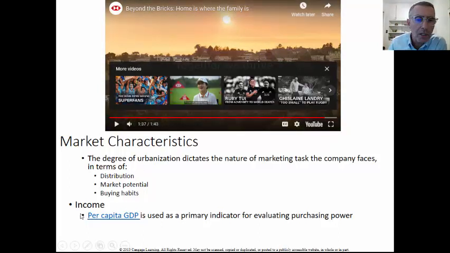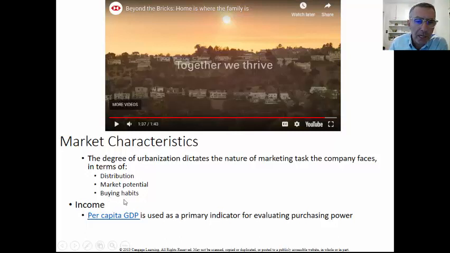All right, so going into income, how do you measure and calculate income? Per capita GDP is used as the primary indicator for evaluating purchasing power. So you're basically trying to figure out gross domestic product per capita. You take the GDP of the country, you divide by the number of people, and you basically get the GDP per person, right?